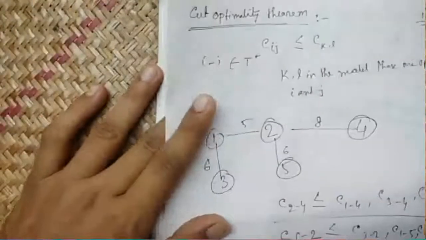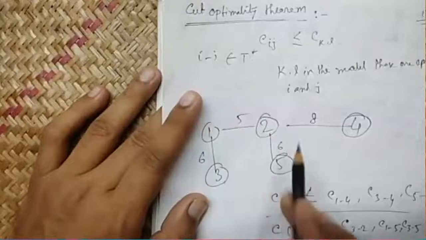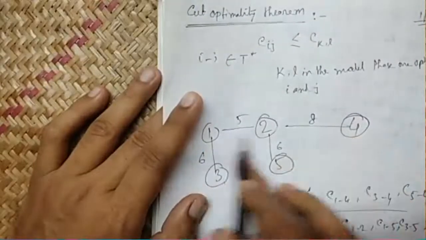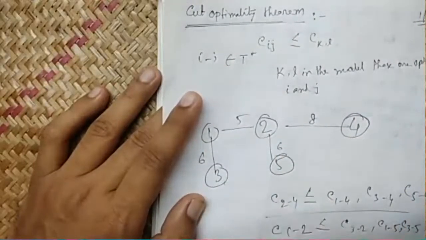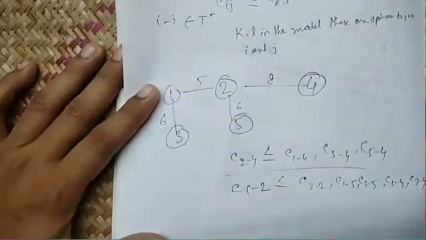So here there is no other option to join these two parts except 1 2. So this satisfied the cut optimality theorem. Okay, did you understand what I was trying to say in the cut optimality theorem, or do we need to repeat it?